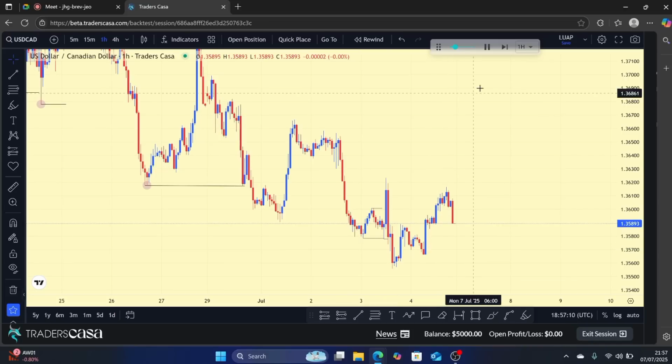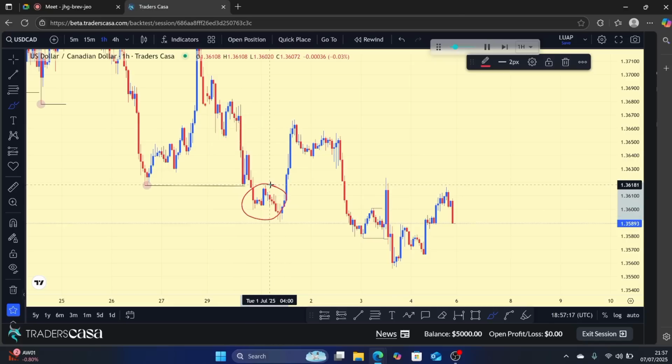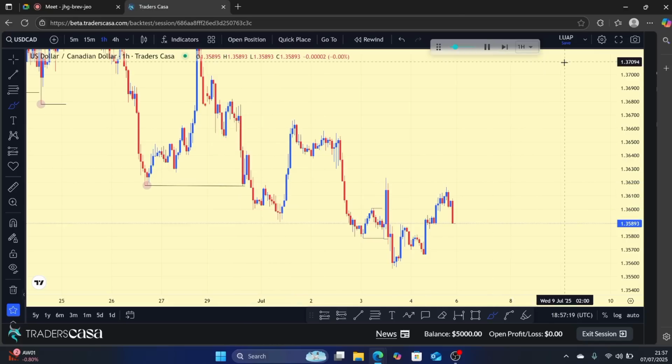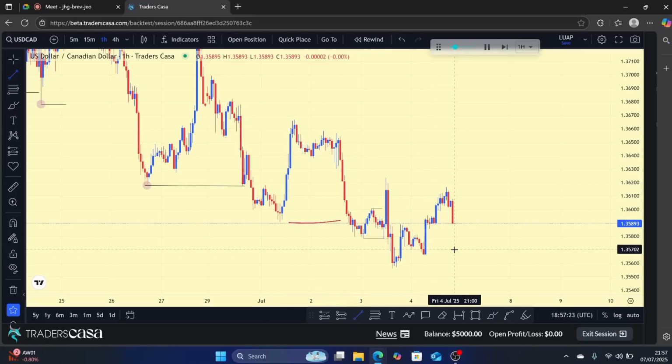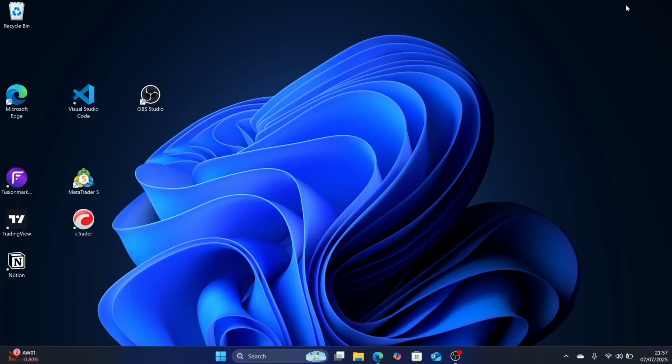And I'm currently doubting this pullback, because on the live market this pullback here was valid, and I considered this one here to be a valid breakout structure. So in Traders Casa, I can see that this here was not labeled as a valid pullback. All right, anyways, we have got TradingView here, so let me do that real quick.